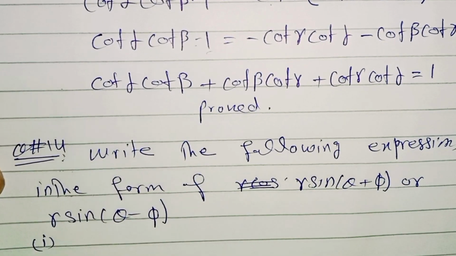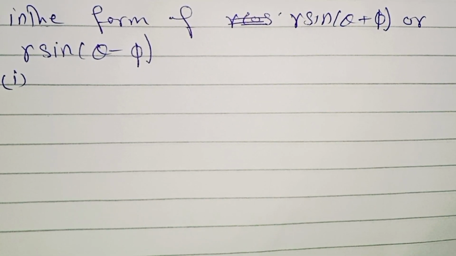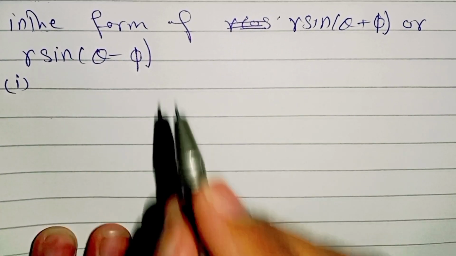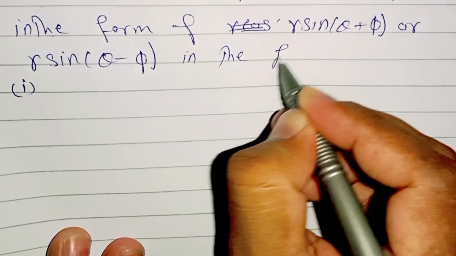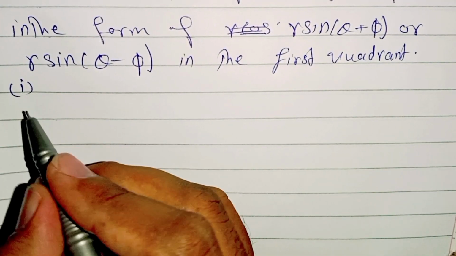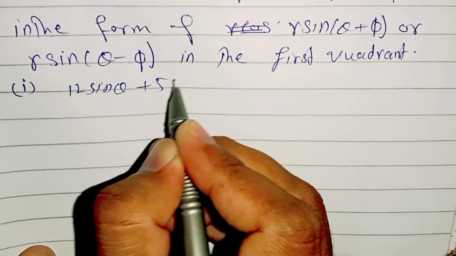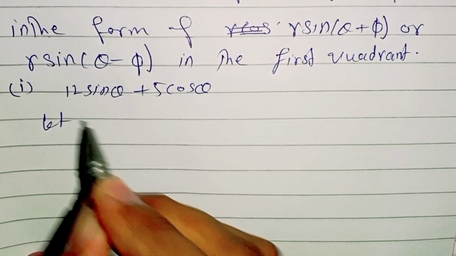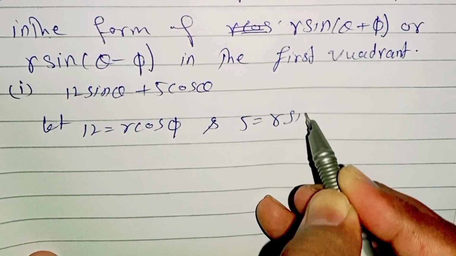Part number 1 is 12 sin theta plus 5 cos theta. We take, let 12 is equal to r cos phi and 5 is equal to r sin phi.